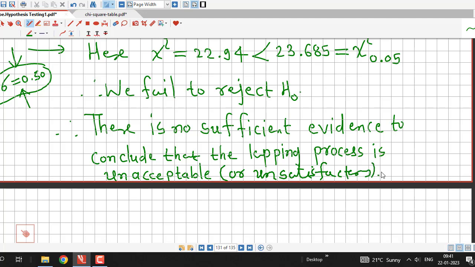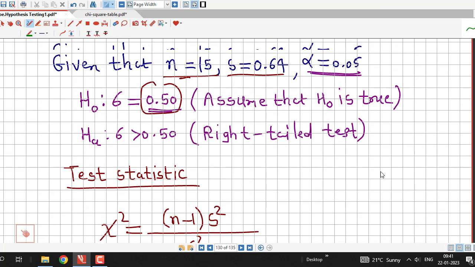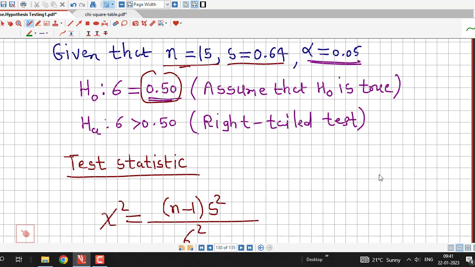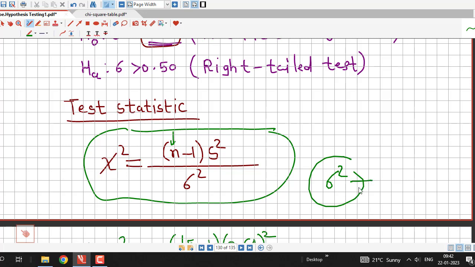So in this way we can apply hypothesis test for population variance, and you can see it is very easy. You just have to remember the formula for test statistic, and here capital S square is sample variance, small n is the sample size, and this sigma square will be considered as our hypothesized value. Here we are testing the hypothesis that sigma square is 0.50 square.